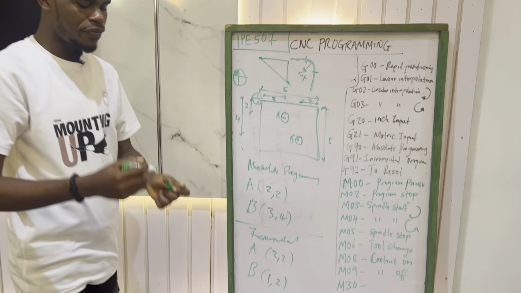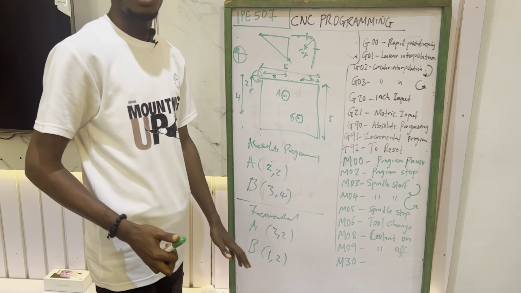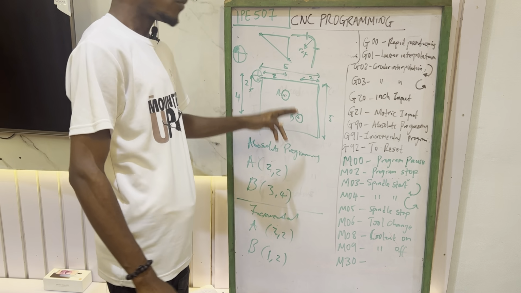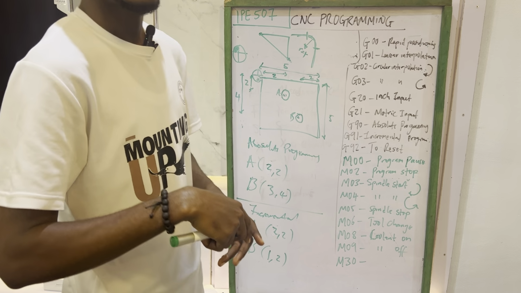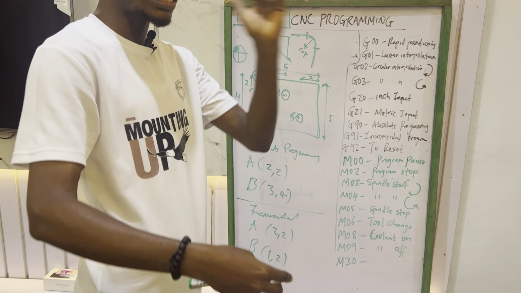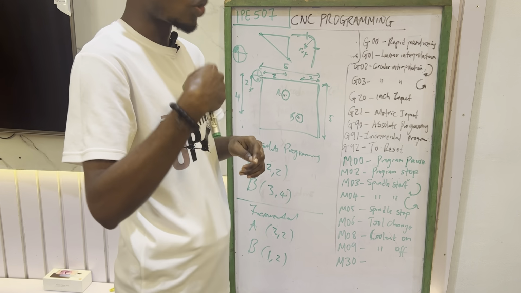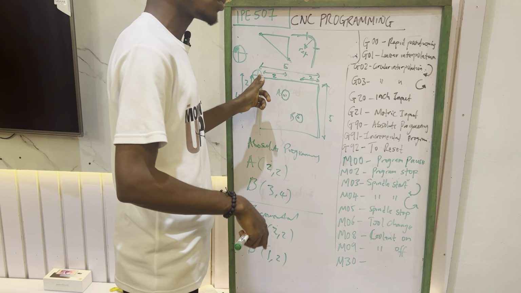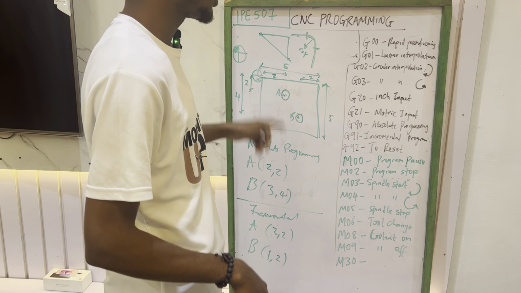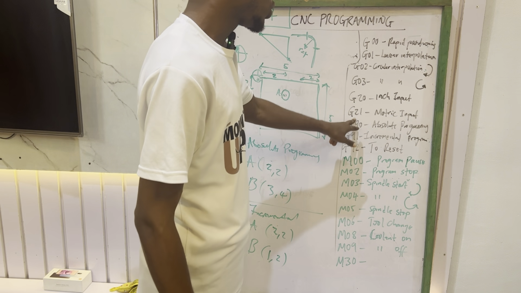You can see that's the difference between our incremental programming and absolute programming. For incremental programming, your previous position is taken as your origin. If it's moving from one point to another, the last position is taken as your origin. While for absolute programming, you take your main origin as your origin, where you started your operation from initially. So going forward, that's for G90.